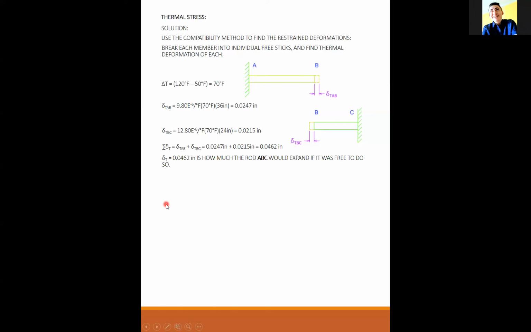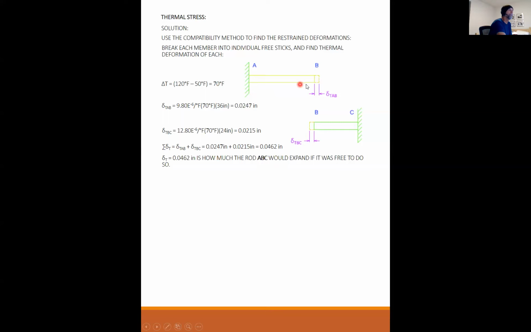Professor, quick question. Wouldn't they be expanding into each other since they're connected? Wouldn't they be pushing against each other, and wouldn't it kind of cancel out? Or does that not work like that? No, it does. And that's exactly where we're going to go. If C and A were just rollers, then the whole thing would just expand by 0.462. But they're not rollers, they're fixed.